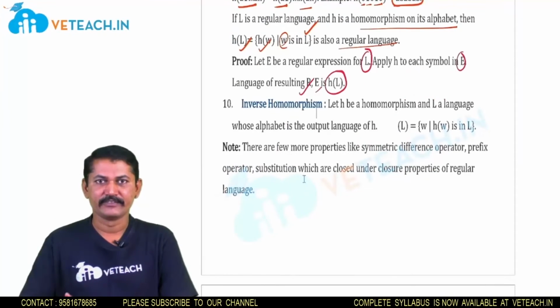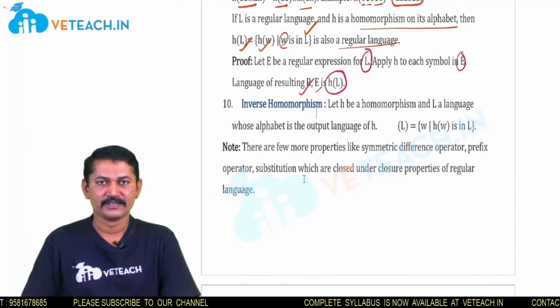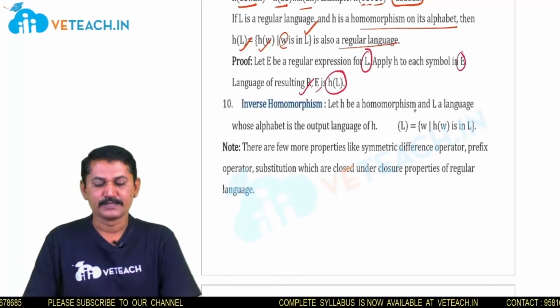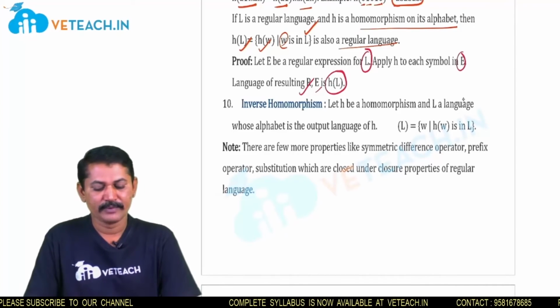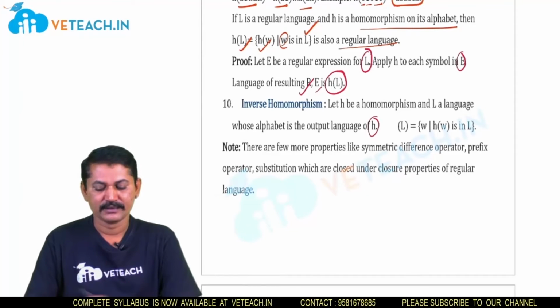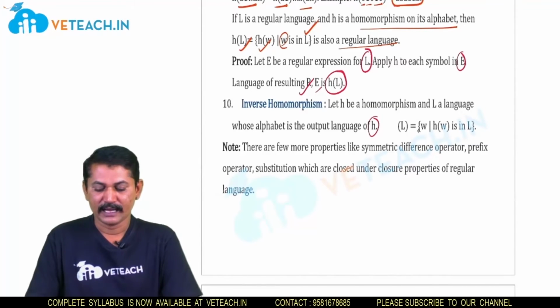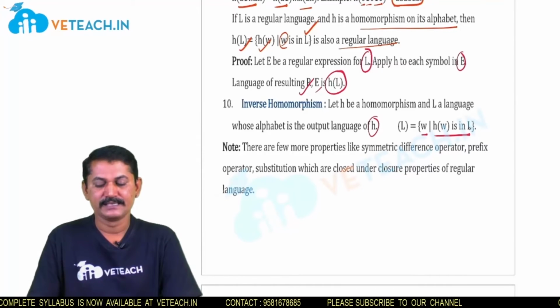The next one is inverse homomorphism. As we have seen, the first one is the homomorphism, and this is the inverse of that. Let H be the homomorphism and L a language whose alphabet is the output of H. That means the inverse is the set of W such that H of W is in L.